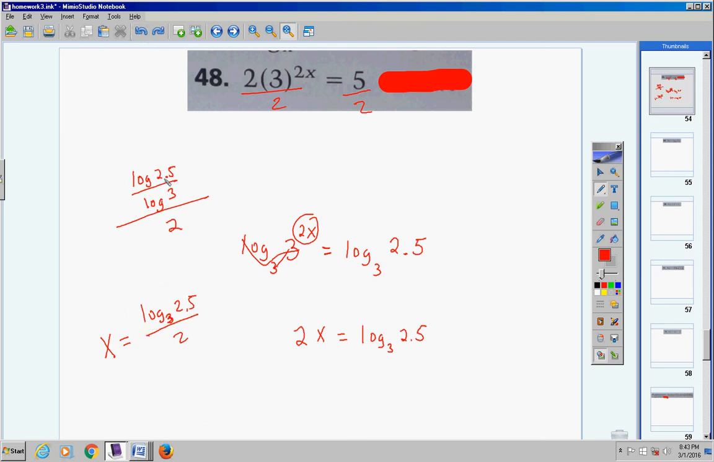So now with your calculator, type in log 2.5, be sure to push enter, divided by logarithm of 3, then push enter, then divided by 2, enter, and you'll get 0.41702188836, or 0.417. Guys, this will be a really good stopping place here.